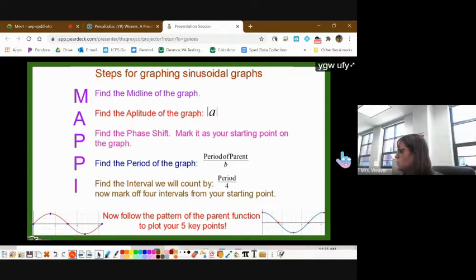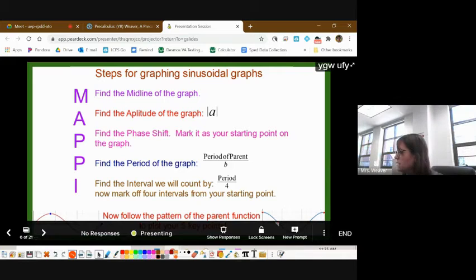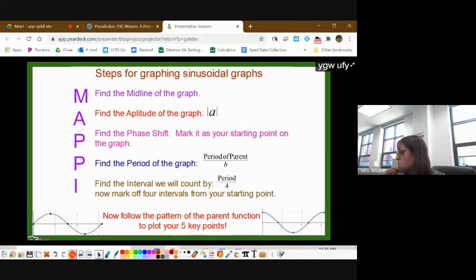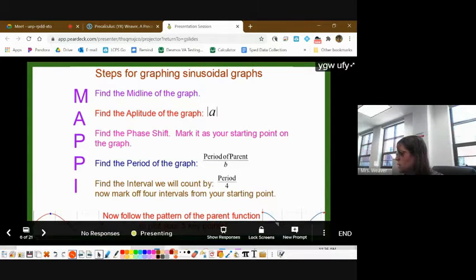The I stands for interval. To find the interval, we're going to grab that period that we just found in the step above and divide it into 4 equal parts. We'll mark off those 4 equal points on the x-axis, and we'll count by the interval when we're labeling them. So starting at our phase shift, we'll count by the interval to correctly label those 4 additional key points, okay? Now, once we know their x values and their y values, we're ready to follow the pattern of the parent functions to plot our points.